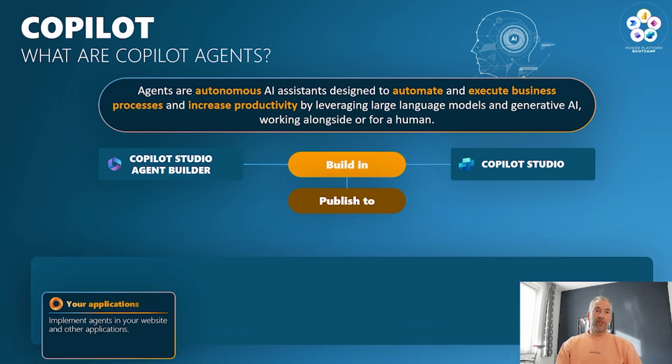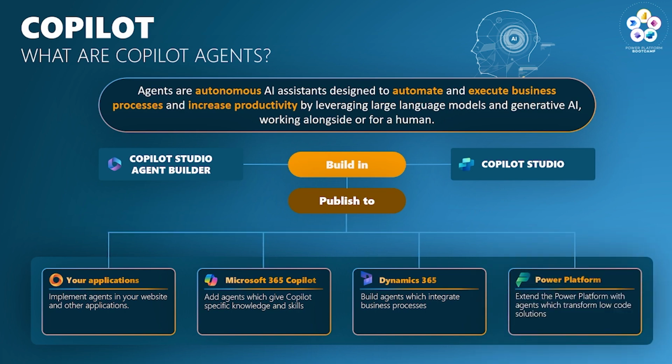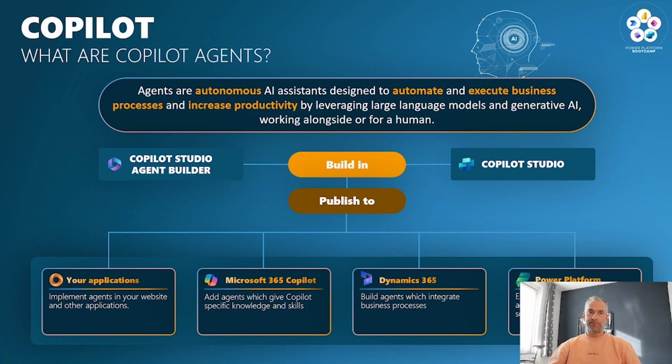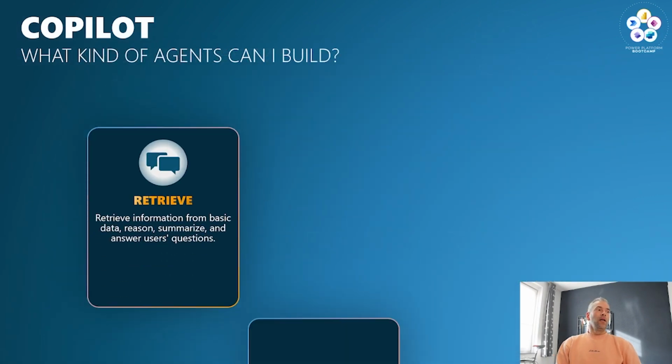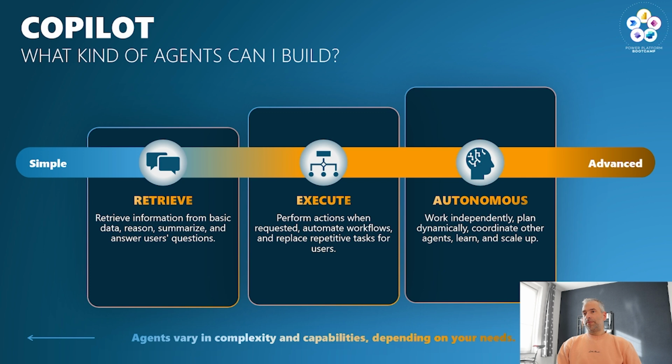Create a complete autonomous agent in Copilot Studio, and you can publish it towards your applications, like your website. You can publish it to Microsoft 365 tools within your collaboration suite. You can publish it towards your CRM or Business Central. You can even publish it to parts of the Power Platform. Think about Power Apps. And you can create simple ones and you can create advanced ones.